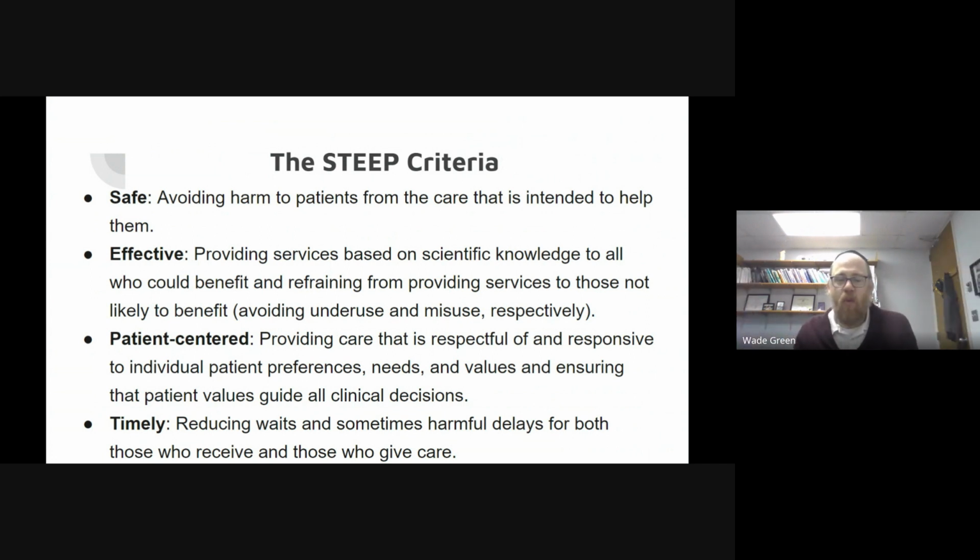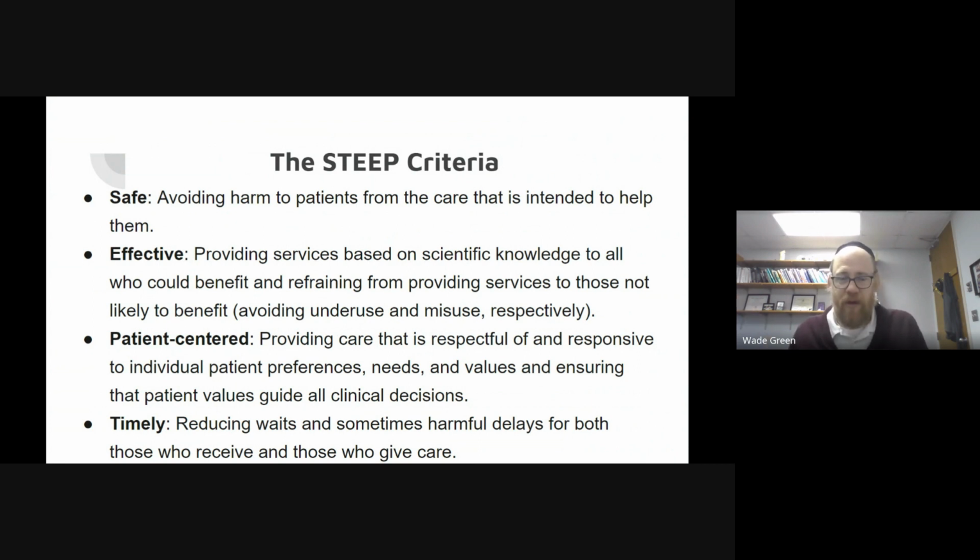So if we're trying to define the characteristics of what makes care the best it can be, what makes the most ideal care, the Institute of Medicine, now called the National Academies of Practice, published a report in 2009 called "Crossing the Quality Chasm." In that report, they identified criteria abbreviated as the STEEP criteria. There's more than one E, and these are not in order, but let's go through them.